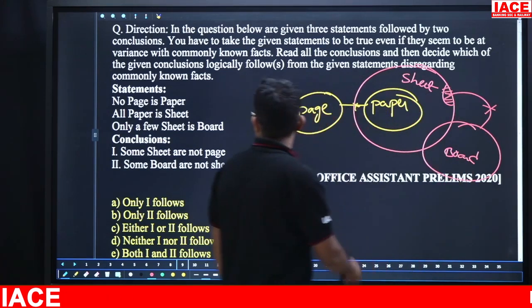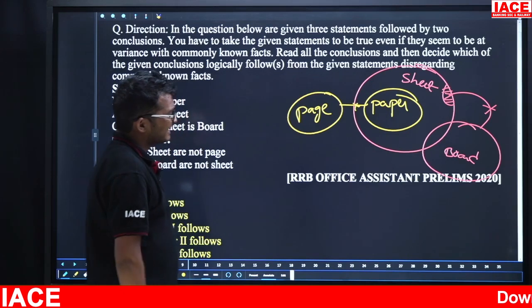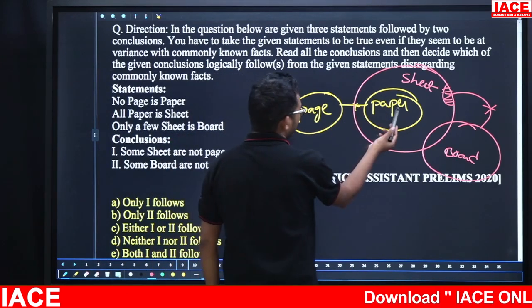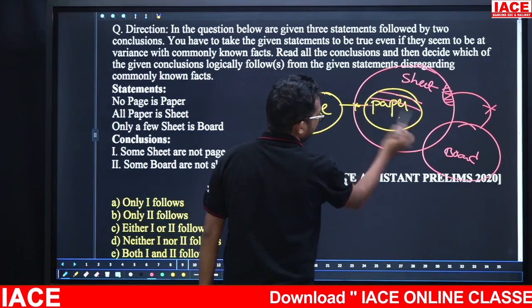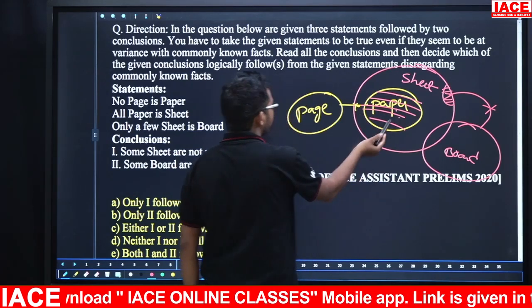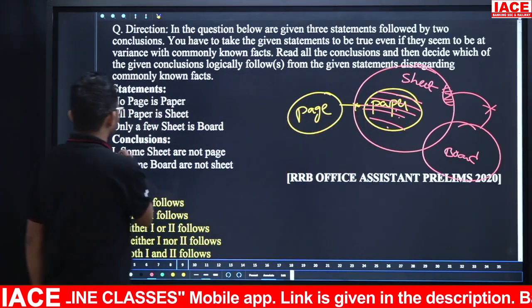Take first conclusion here. Some sheet are not page. Some part of sheet is not page. We know no page is a paper, so no paper is a page. If no paper is a page, then paper is some part in sheet. That means we know some part of sheet is not page. That means here first one is true.